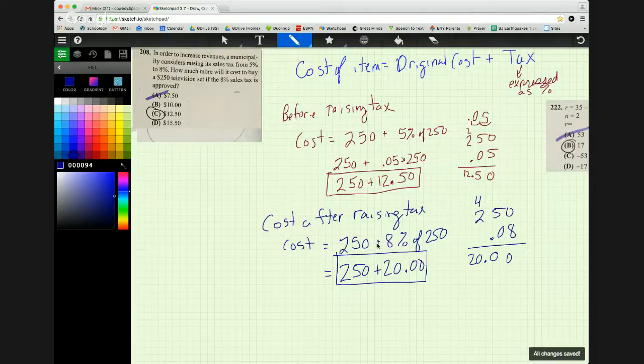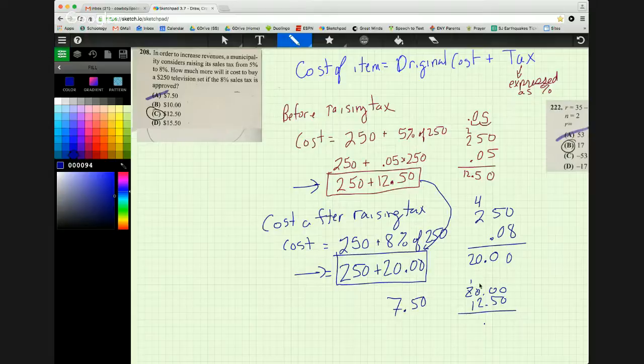So you can maybe see why I didn't bother adding them together, because I'm going to compare this original cost to our new cost. If this was our original cost and this is our new cost, then we actually raised it $7.50, because the difference between $12.50 and $20 is 20 minus $12.50.